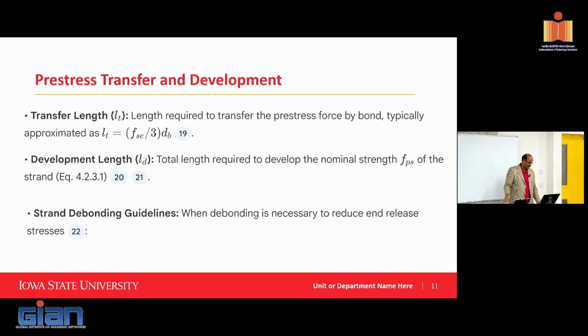So the transfer length is given as the length required to transfer prestressed force by bond, typically approximately fse over 3 db. I didn't go into the details. Again, I'll see if I can get the handbook to you. The numbers you see here, 19, 20, 21, actually refer to different documents where they pull the numbers. And then all of these variables are defined, so you can figure that out. Development length is required to develop, same thing as I mentioned here.